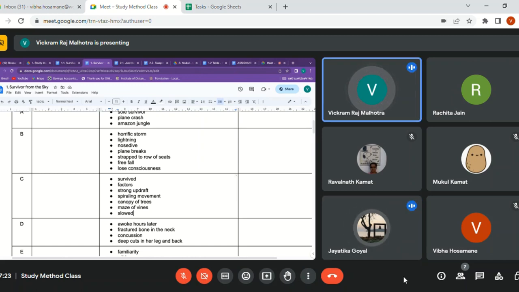Imagine that I have not read this article. What does this strong updraft mean? What is the meaning of spiraling movement? What is the meaning of canopy of trees? I don't know this. Can you explain? So imagine that a student has come from your class and she wants to join this class, but she was not there in the last class. Today I'm saying, Anya, can you please explain to her so that she catches up, so that I don't lose time in this class? How would you explain to her? Okay.